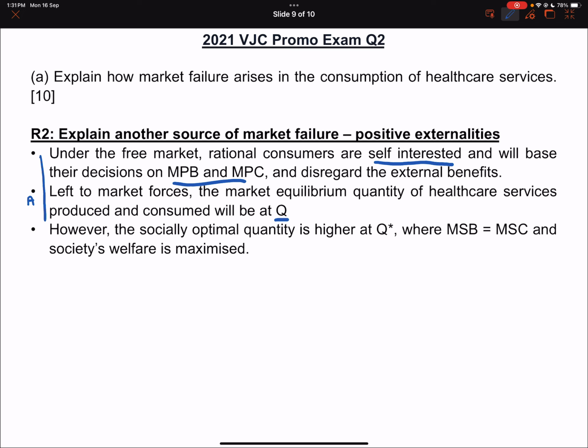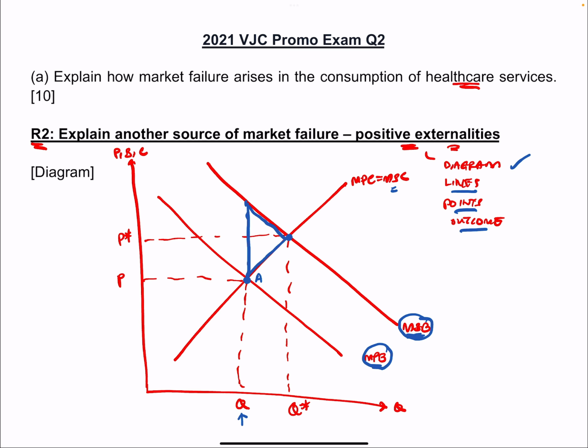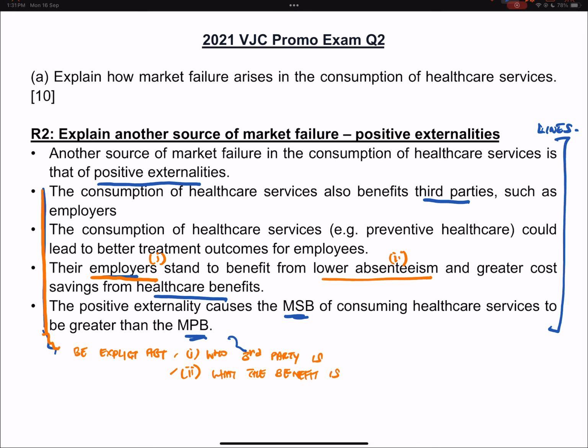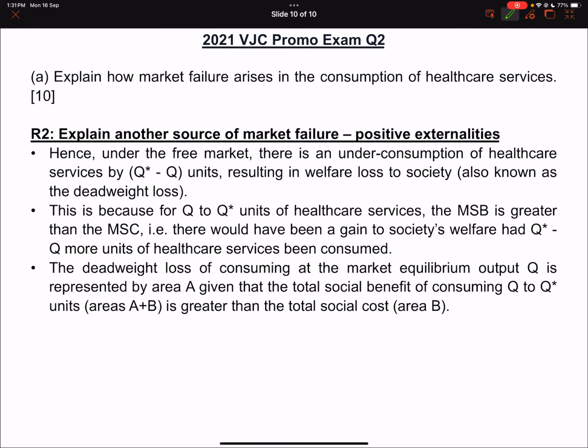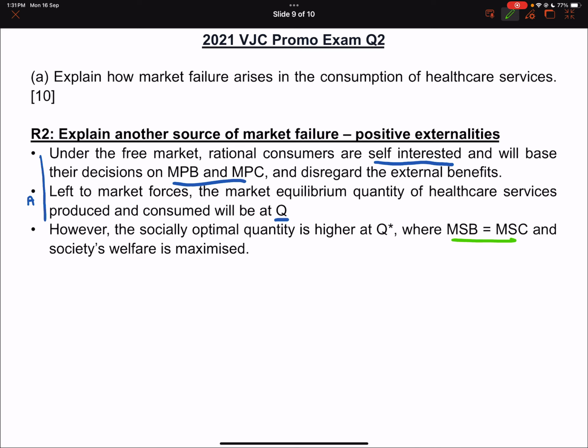Okay, but then there's another important point, which is, let's change color. There's another important point, which is point B here, right? Why is this point important? Because this is the socially optimal level. And then why is it the socially optimal level? Because it's where MSC equals MSB, right? Which is here. Okay, this one you must say. You must say this MSB equals MSC. Cambridge wants you to say it. So this whole thing is the point. So after you explain the points, then you go outcome.